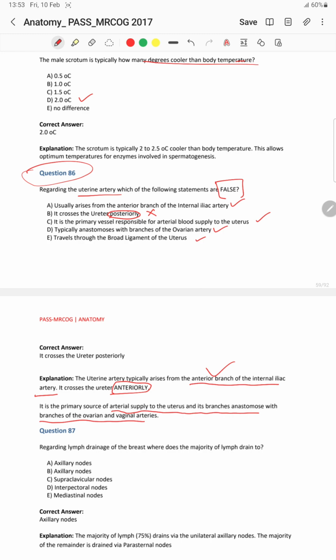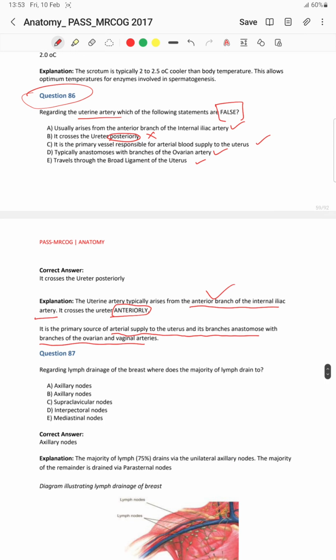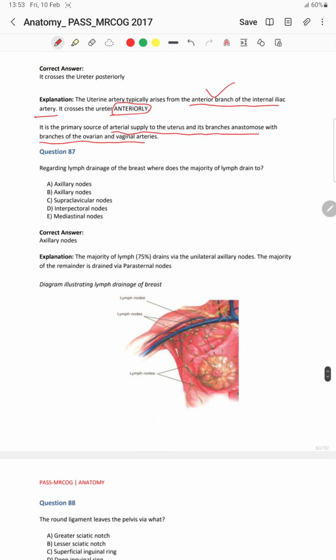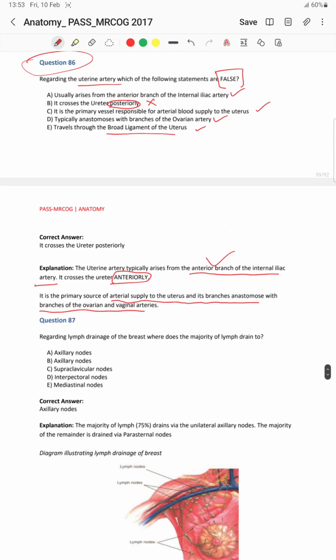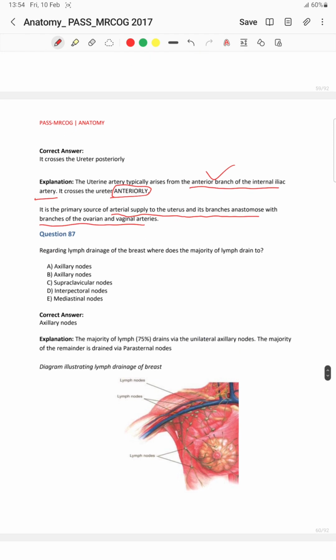And it travels through the broad ligament of the uterus. Yes, it does travel through the broad ligament of the uterus. I also get confused a lot of the time between the broad ligament and the round ligament, and I know that you also get confused, so that's why I stopped here. It is true that they travel through the broad ligament of the uterus.